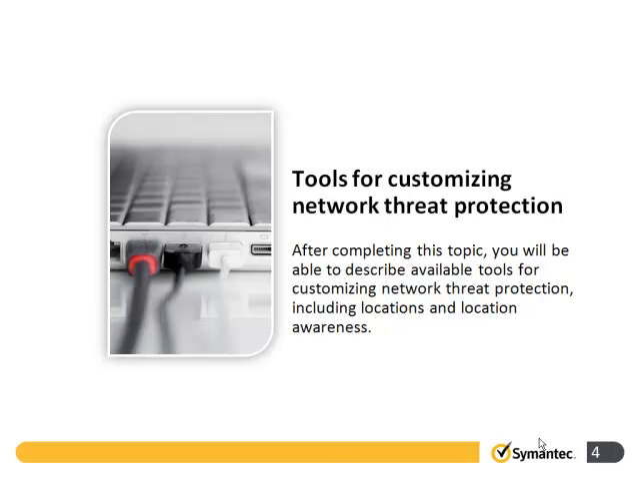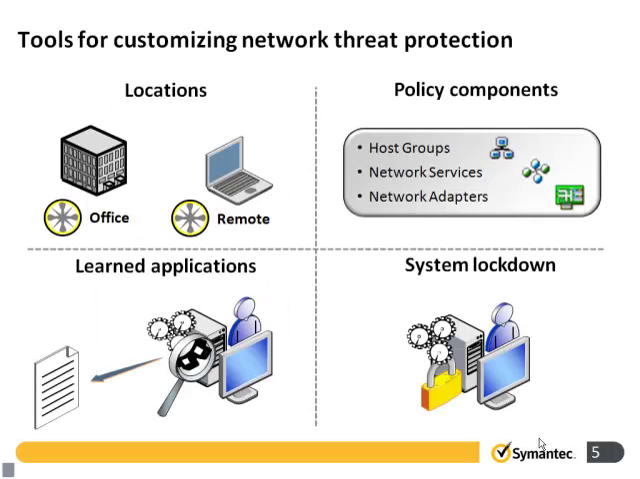So, tools for customizing network threat protection. Well, we have a number of different areas that we can utilize for network threat protection. We can set up locations. We've mentioned these before. We can set up multiple locations that are set by certain criteria to affect different policies. We can set up host groups and network services and network adapter listings to apply those to policies. We can set up learning about the applications that are running on the clients, and that will help us make certain rules within our firewalls. And the system lockdown to enable us to be very sure about what applications are running with fingerprinting.